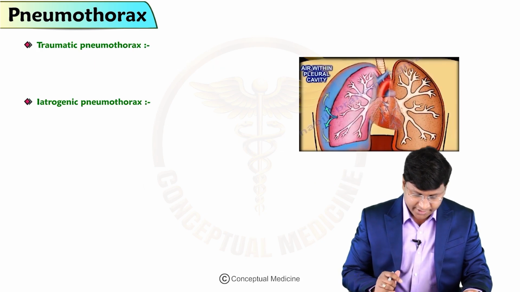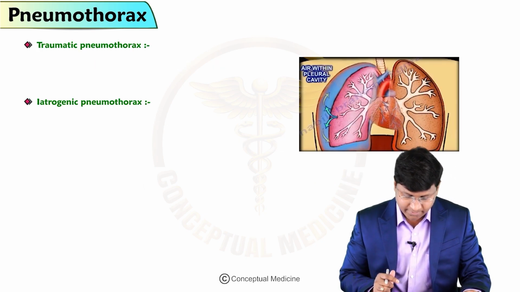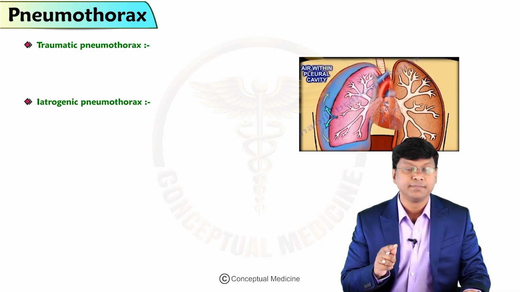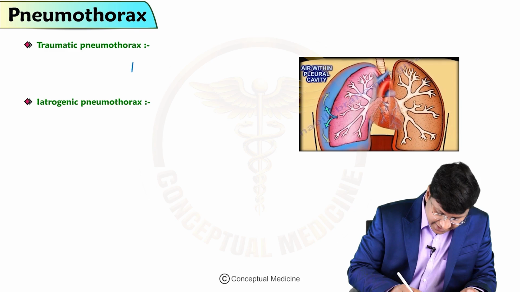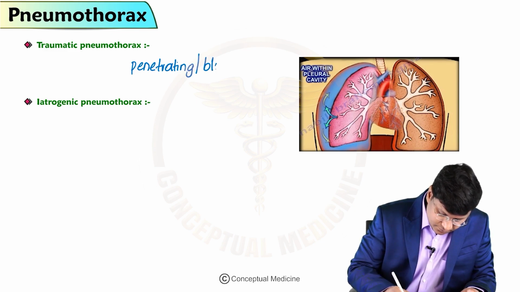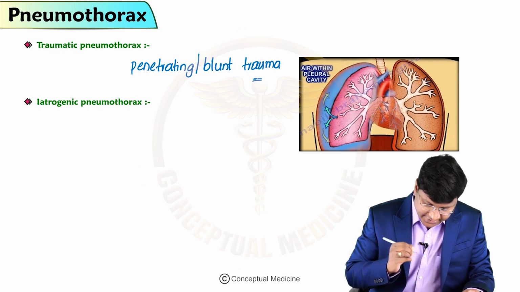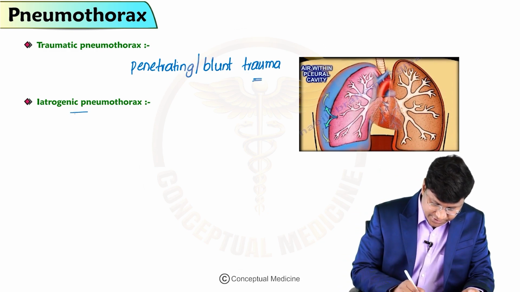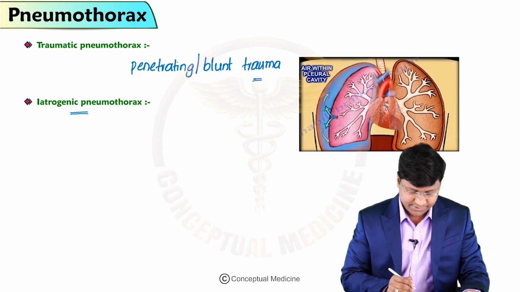Then another important terminology is traumatic pneumothorax. Now, what is traumatic pneumothorax? It results from penetrating or blunt trauma to the chest. That is your traumatic pneumothorax. Then we have another important terminology called iatrogenic pneumothorax.